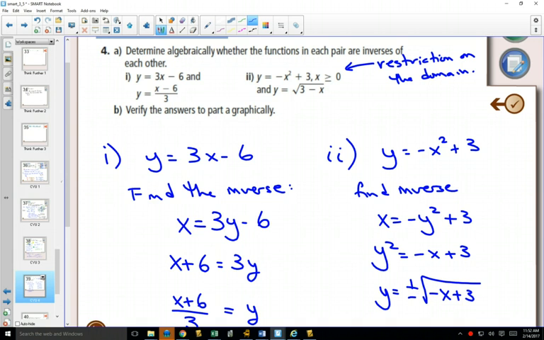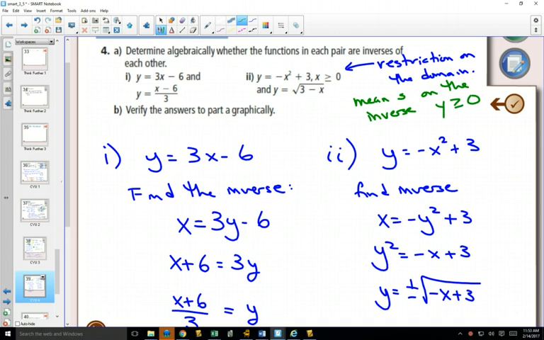Now we have to decide which one we're going to use. Now if the restriction on the domain is that the x values have to be greater than 0, that restriction on the domain means on the inverse, well, if you switch x and y, instead of x being greater than or equal to 0, y has to be greater than or equal to 0. Because everything gets switched, x and y. So if your original domain was x bigger than or equal to 0, then your inverse, the y values, have to be bigger than or equal to 0.